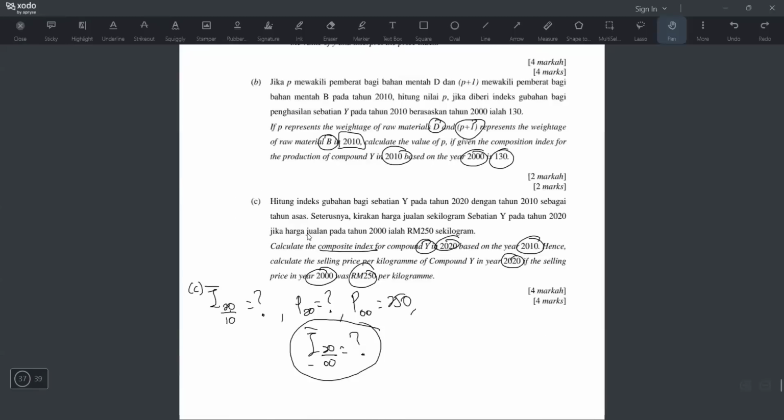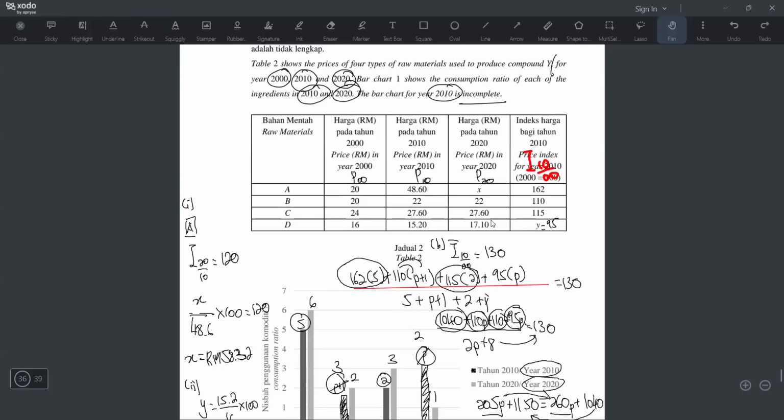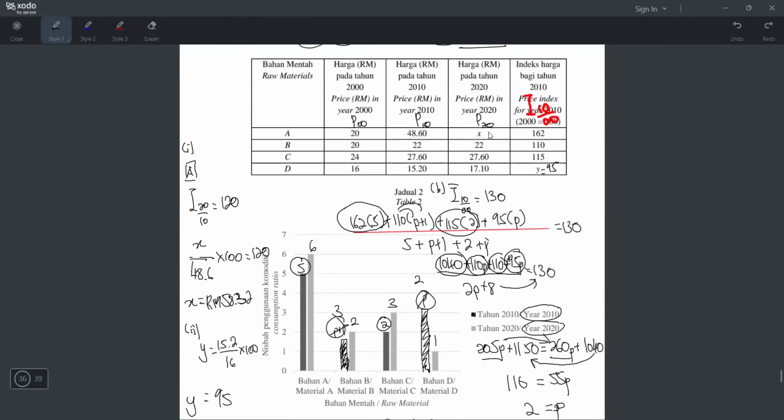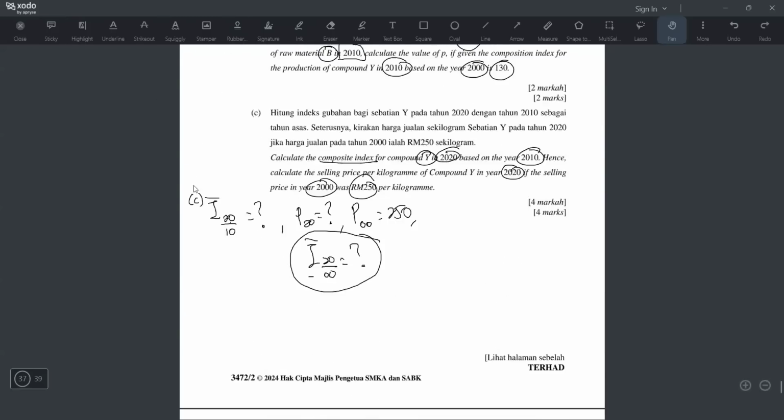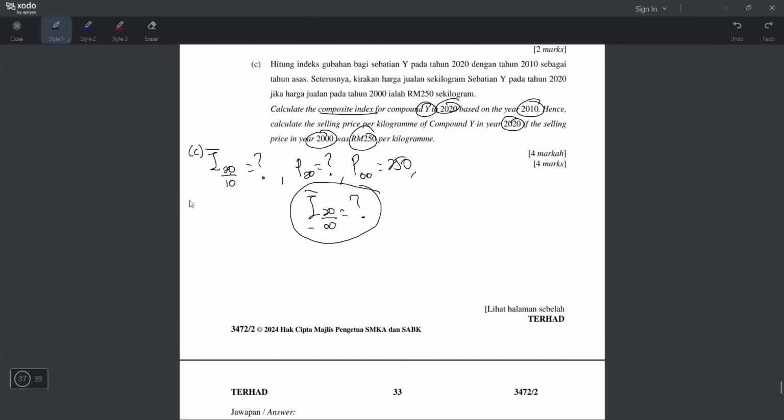So is it possible to find it from the table? Let's see. 2020. Yeah, it's possible because I have the price, right? I have the price. What is X? X is, I already find it just now, 58.32, right? So I think my job now is to find out the I for ingredient A, B, C, D first. But we cannot use this I because this I is for different year. This one is 2010 over 2000. 2010 and 2000. Saya mau 2020, 2010. So I need to find out for A punya, B punya, C punya, D punya lah.